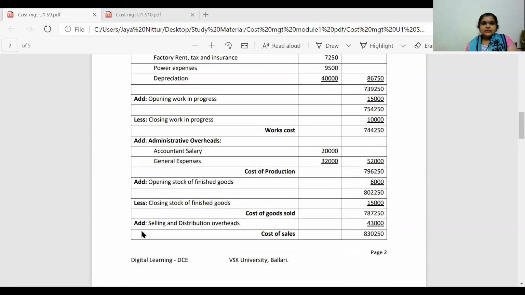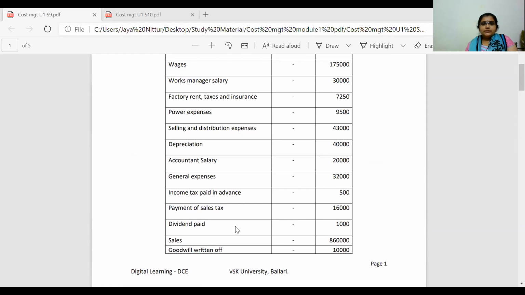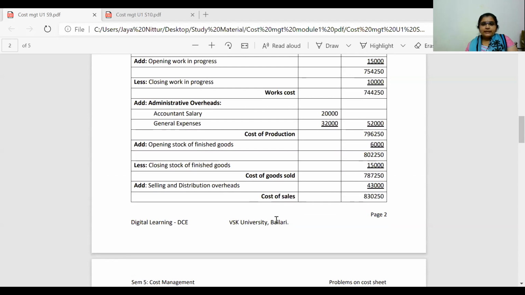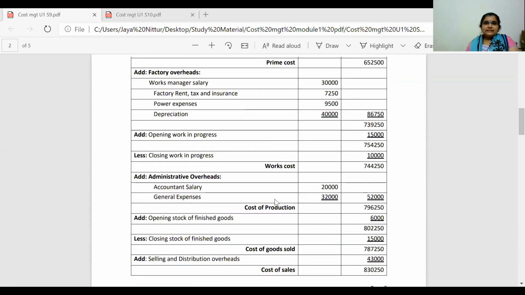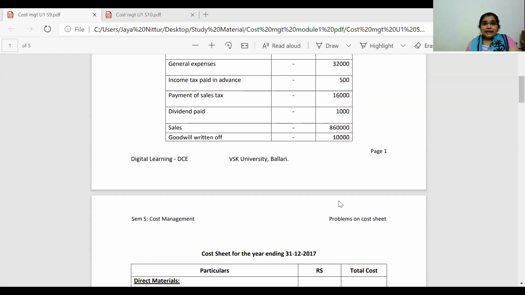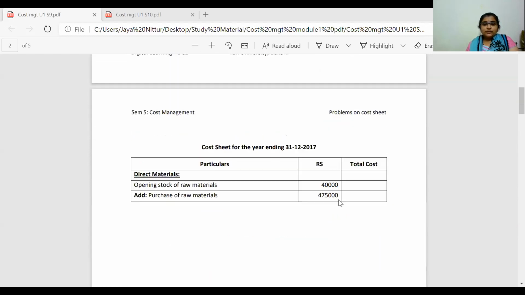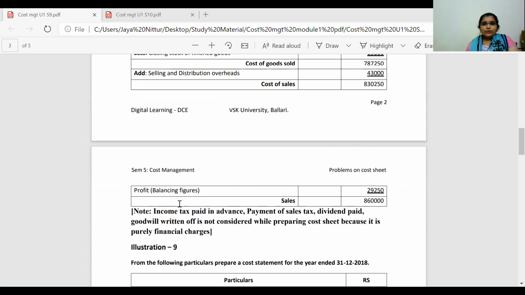That is 7,87,250. For this, we need to add the selling and distribution overhead that he has given, 43,000. Then we get the cost of sales. He has given total sales of 8,60,000. If we deduct the cost of sales from 8,60,000, we get the difference amount as profit. Why? Because the sales amount is more than the cost of sales.